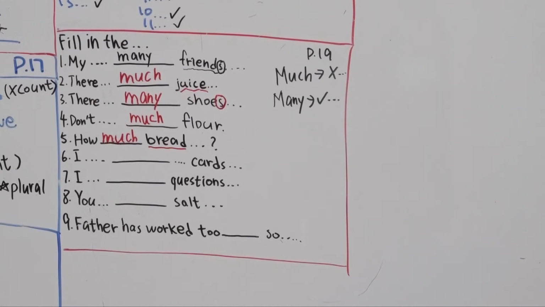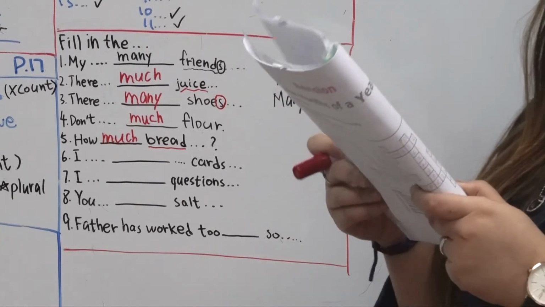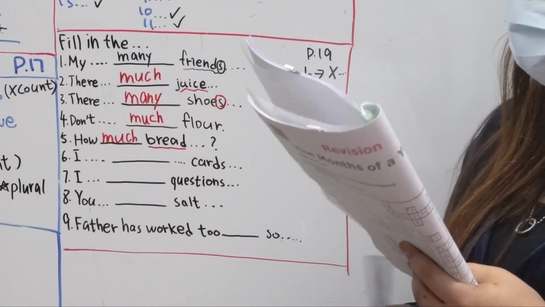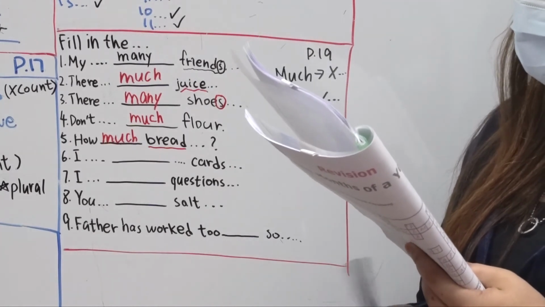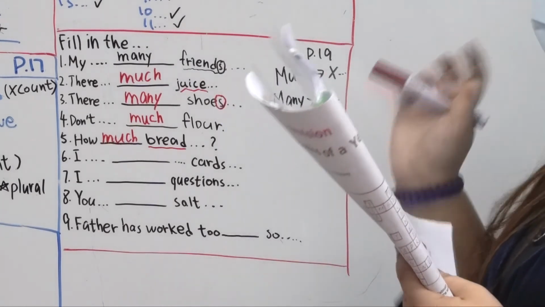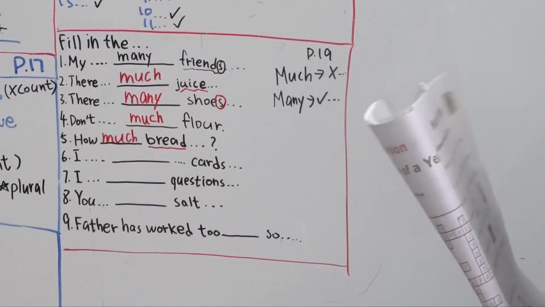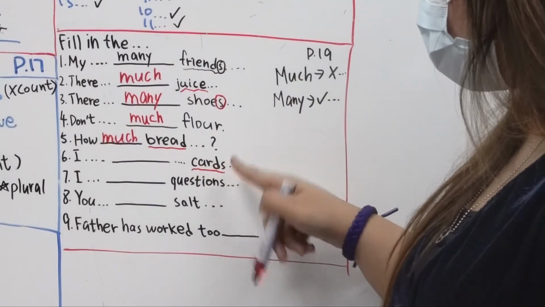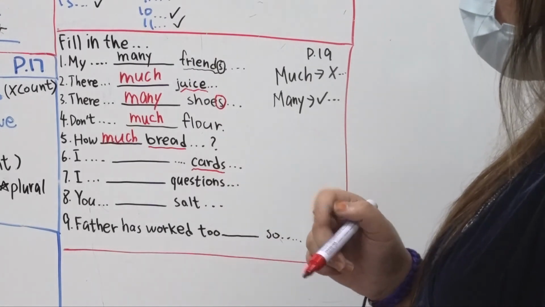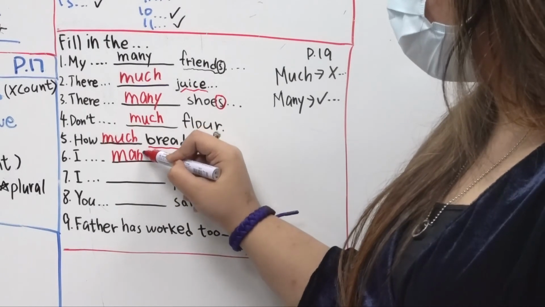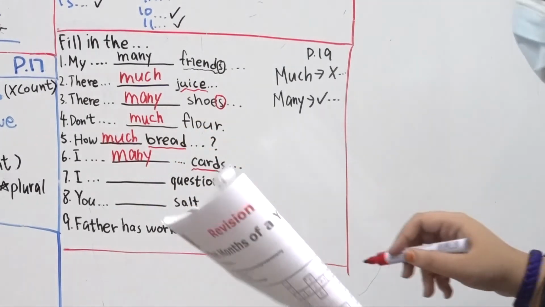All right, I think you're done. Number 6. I have not what Christmas cards this year. Last year, I got more. I have not what Christmas cards. Many. All right, we can count them. Cards are countable. That's why we use many.